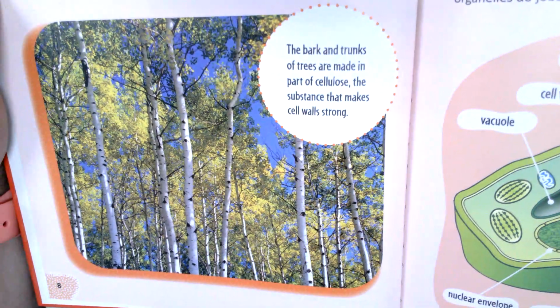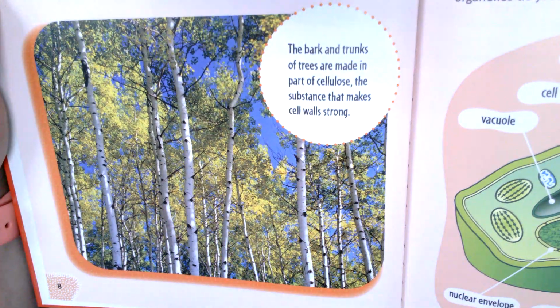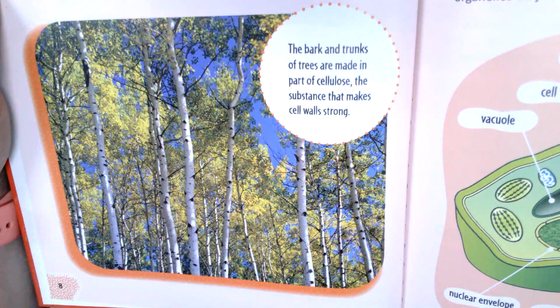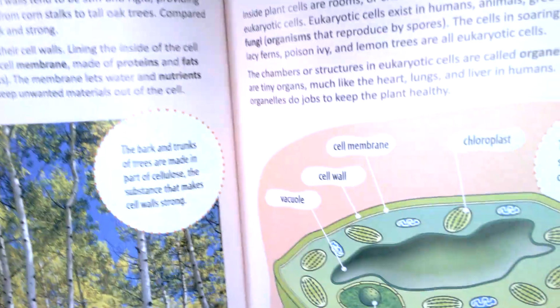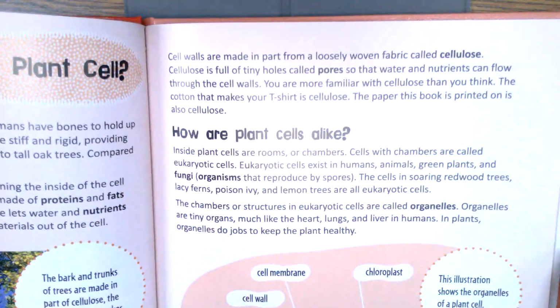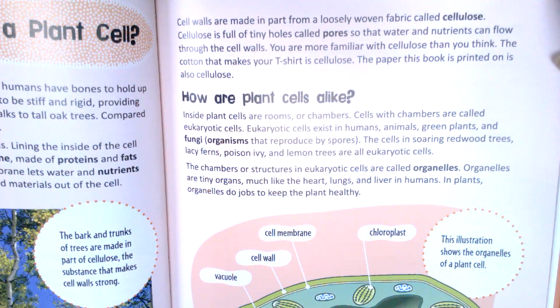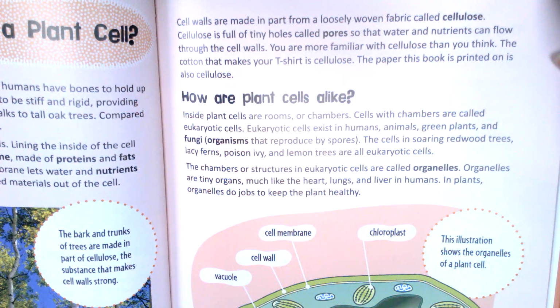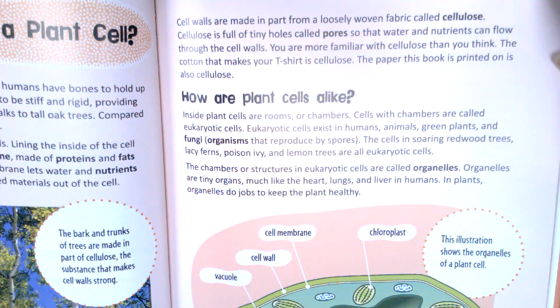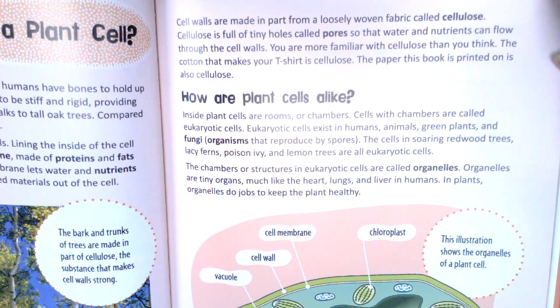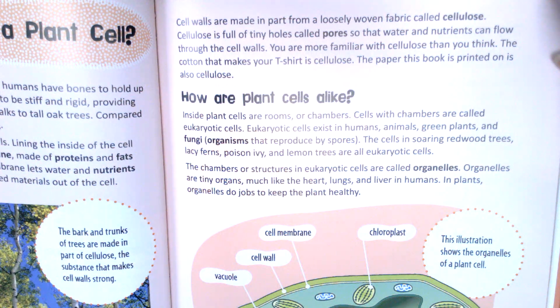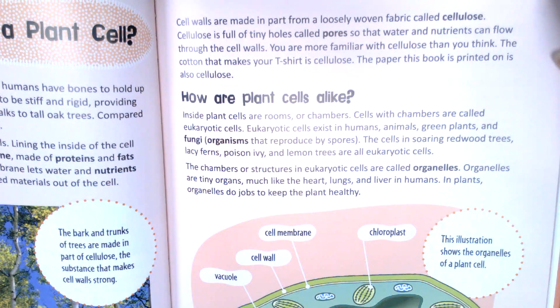The bark and trunks of trees are made in part of cellulose, the substance that makes cell walls strong. Cell walls are made in part from a loosely woven fabric called cellulose. Cellulose is full of tiny holes called pores so that water and nutrients can flow through the cell walls. You are more familiar with cellulose than you think. The cotton that makes your t-shirt is cellulose. The paper this book is printed on is also cellulose.